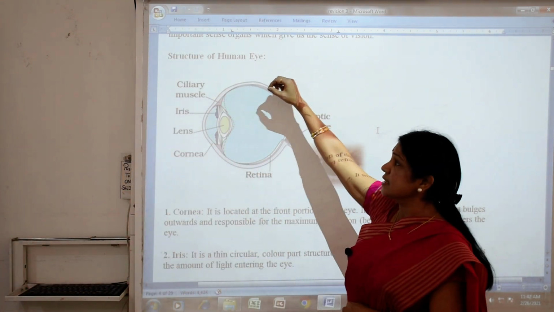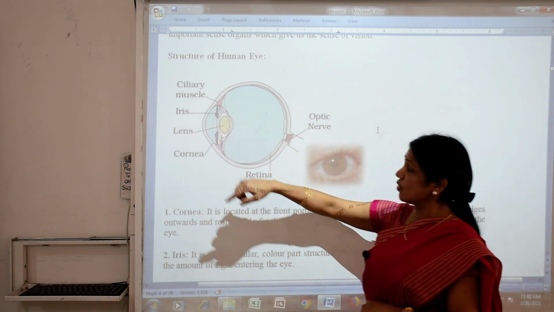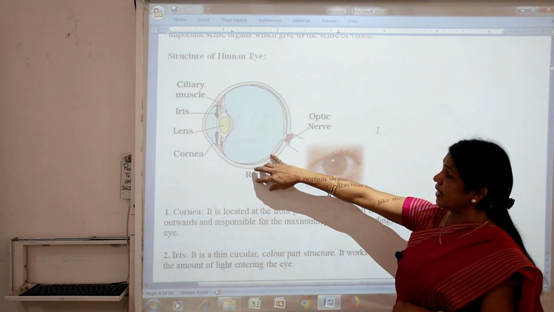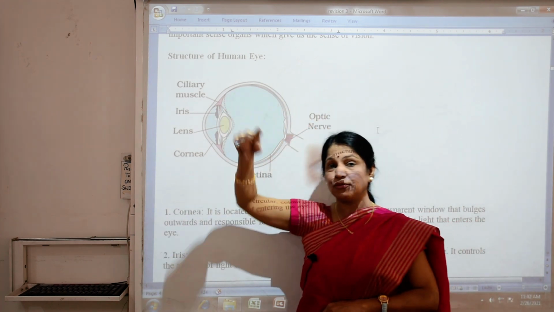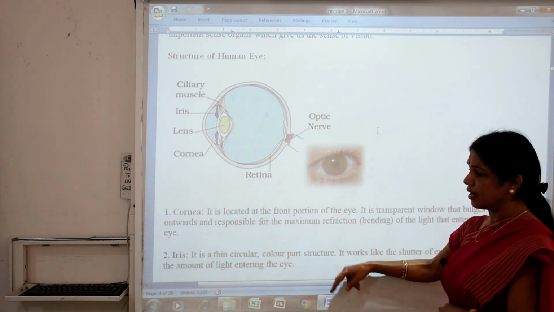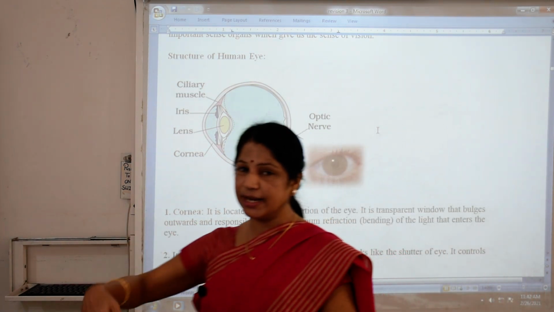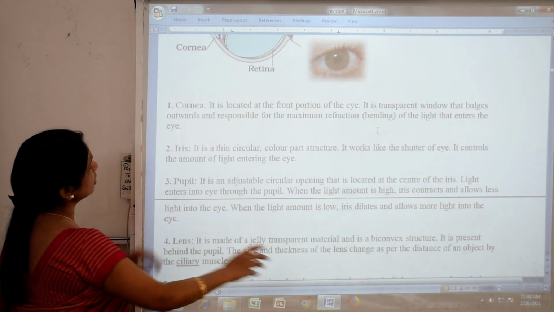It has the ciliary muscles, the iris, the lens, the cornea, the retina, and the optic nerve. By this optic nerve we are able to see things. Now further, the cornea: what is the function of that? I am going to explain to you. First we are talking about the cornea.